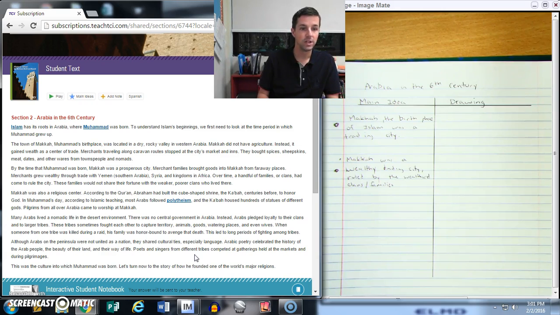Mecca was also a religious center. According to the Quran, Abraham had built the cube-shaped shrine, the Kaaba, centuries before to honor God. In Muhammad's day, according to Islamic teaching, most Arabs followed polytheism. Polytheism being the belief in multiple gods. And the Kaaba housed hundreds of statues of different gods. Pilgrims from all over Arabia came to worship at Mecca.